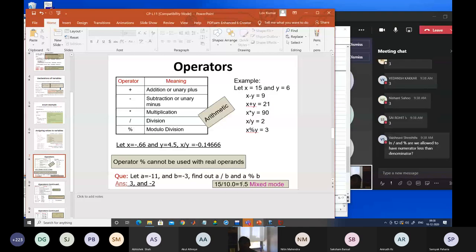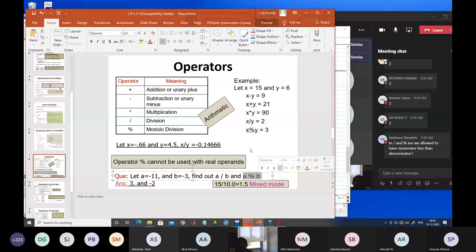Second one, A modular division B, what is the value we'll get? Anyone, what is the value we'll get?